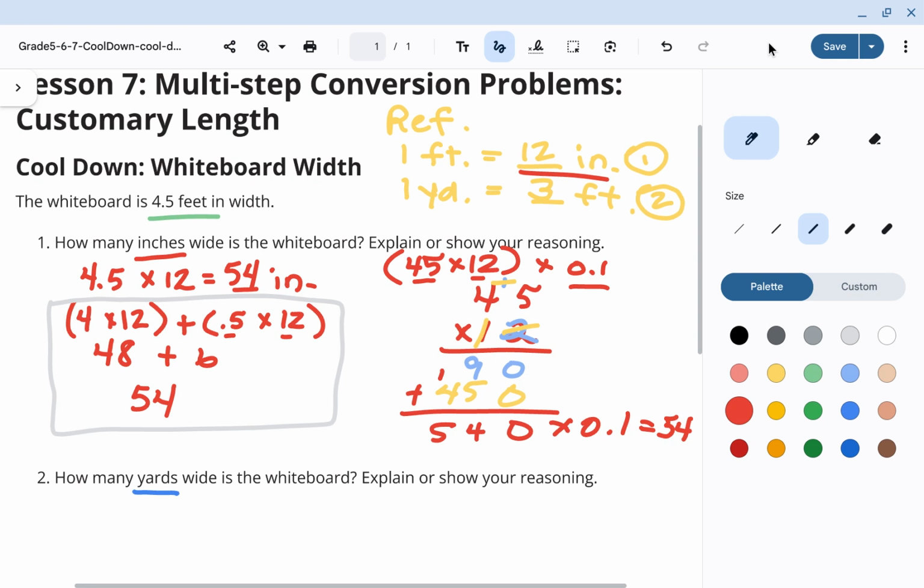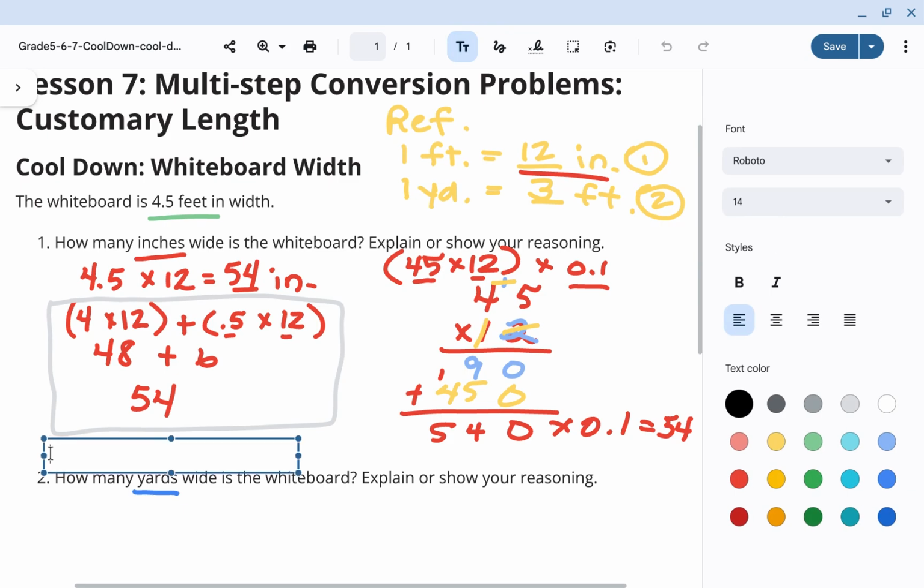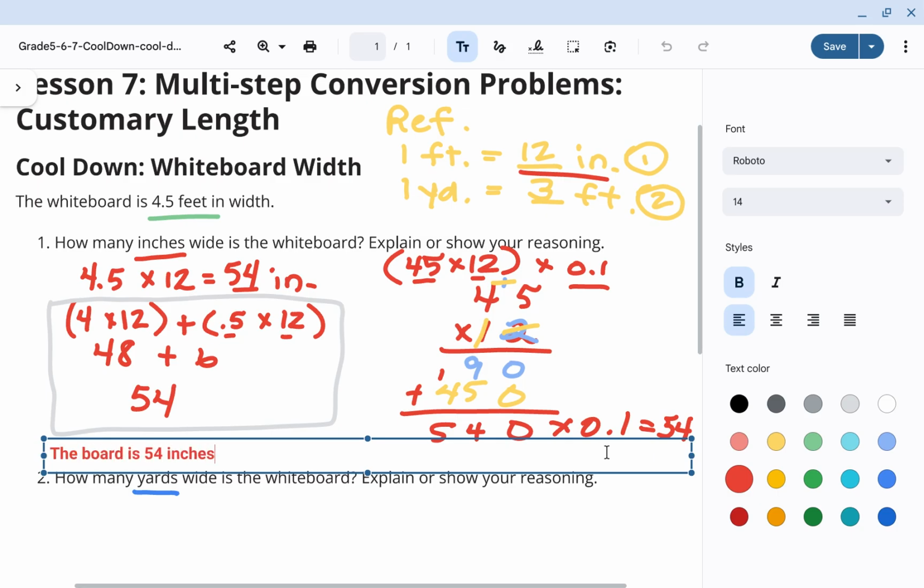Now I have shown my work, and I have shown my work very well. In fact, I even showed it with 2 different strategies, which you did not have to do, but I wanted all of us to be able to see our work today and check our work today, regardless of which of these strategies you have chosen. But now I am going to go ahead and just write out my answer to make it clear. I know that the board is 54 inches in width.